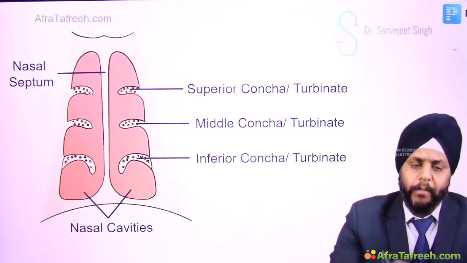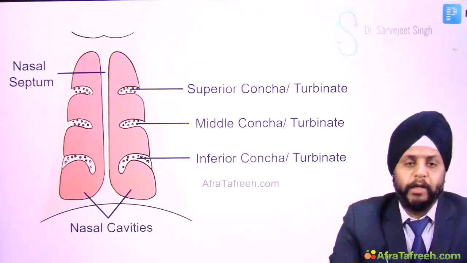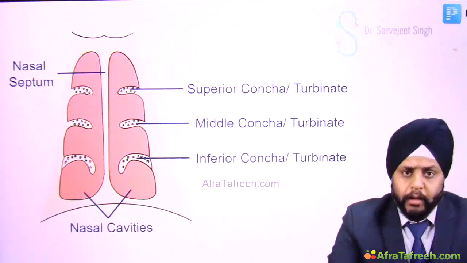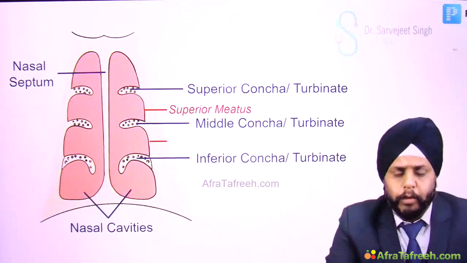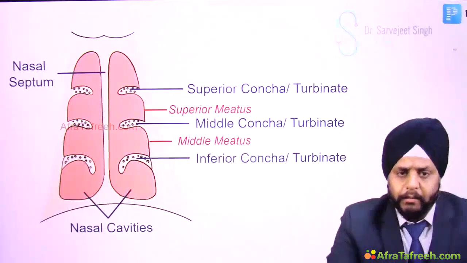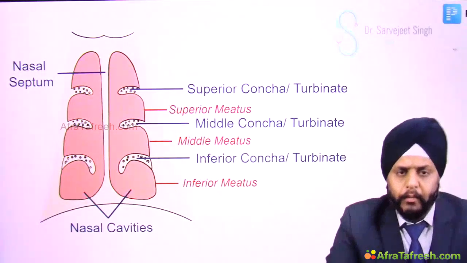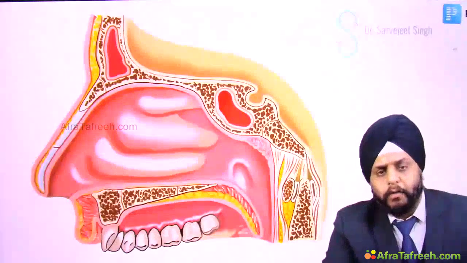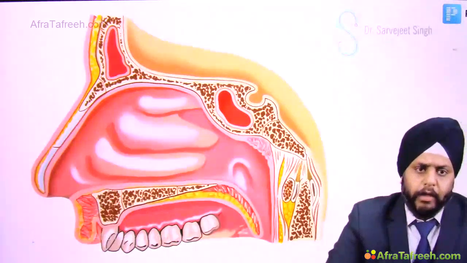Now remember, the part of the lateral wall which is below each turbinate is known as meatus. That means below superior turbinate we have superior meatus, below middle turbinate we have middle meatus, and below inferior turbinate we have inferior meatus. Is that all right? Okay, so let us first discuss the lateral wall of the nose. Let's start our discussion with the lateral wall of the nose.